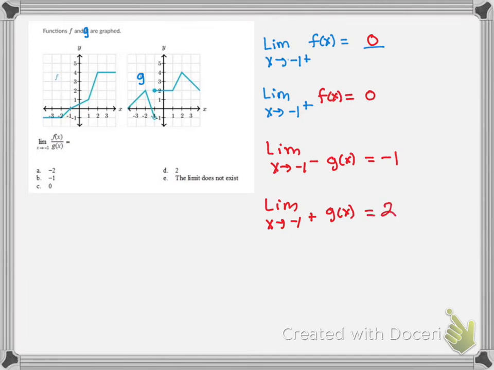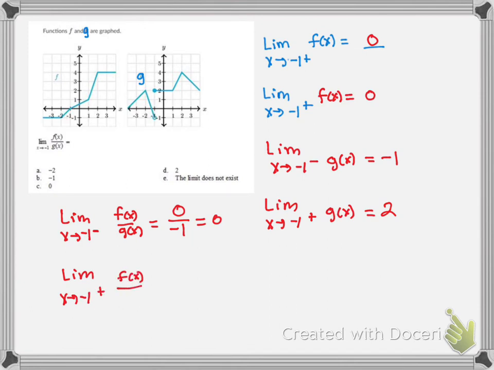So this limit is f on the left, so we're really looking at the limit as x approaches -1 minus, and when I look at f over g, I get 0 over -1, and that's equal to 0. And when I look at the limit as x approaches -1 on the positive side of f of x over g of x, now we're looking at 0 over 2, and that's also equal to 0.